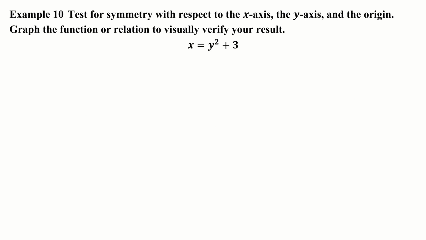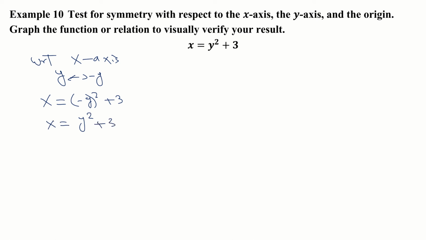Next, we want to check this equation. Go ahead and pause and try it on your own, see if our answers agree. All right, so to check symmetry with respect to the x-axis, we're going to replace y with negative y, and we get x equals quantity negative y squared plus 3. Now, quantity negative y squared is just y squared, because negative 1 squared is going to give you 1, right? So we get this. So did we get back to the original equation by changing y with negative y? We did. So yes, it does have symmetry with respect to the x-axis.